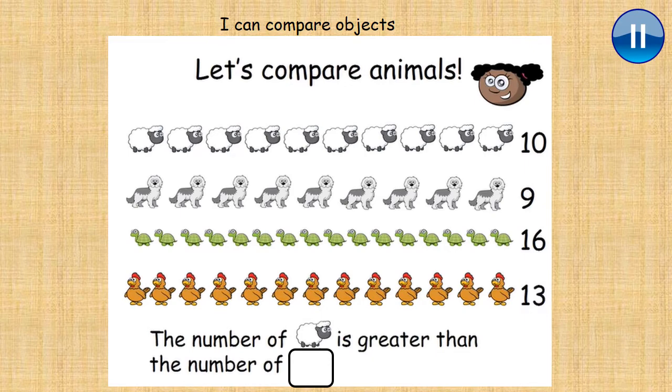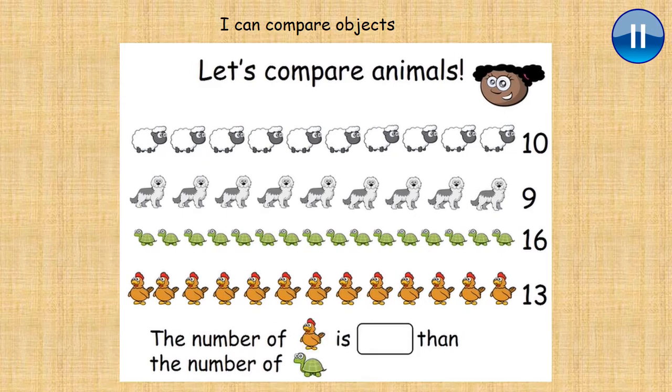Well done. Now we know how many there are, we can use this information to find the answer to this question. The number of sheep is greater than the number of... Have a think, what could the answer be? I think the number of sheep is greater than the number of dogs. What about you?